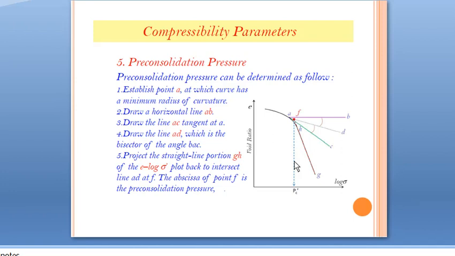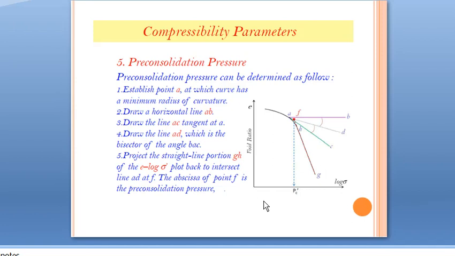And the point F is extended to the x-axis, and that value is the pre-consolidation pressure. Like this we have calculated it, with the x-axis representing pressure. So the abscissa of the point F on the x-axis is the pre-consolidation pressure.